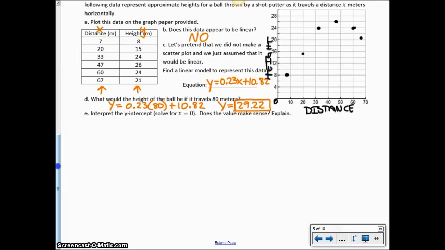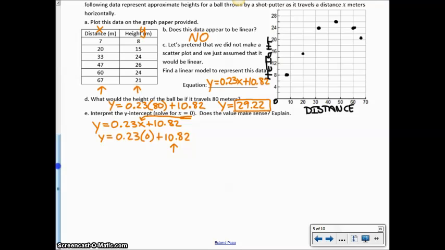And then it says interpret the y-intercept, so solve for x. Got to solve for x on this one. Does the value make sense? And I know you're probably close to the bottom there, so I'll try to start way over here. 0.23x plus 10.82. You're going to plug in 0 for x. So y equals 0.23 times 0 plus 10.82. Well, you'll probably notice that you're just left with your 10.82, which is your y-intercept.